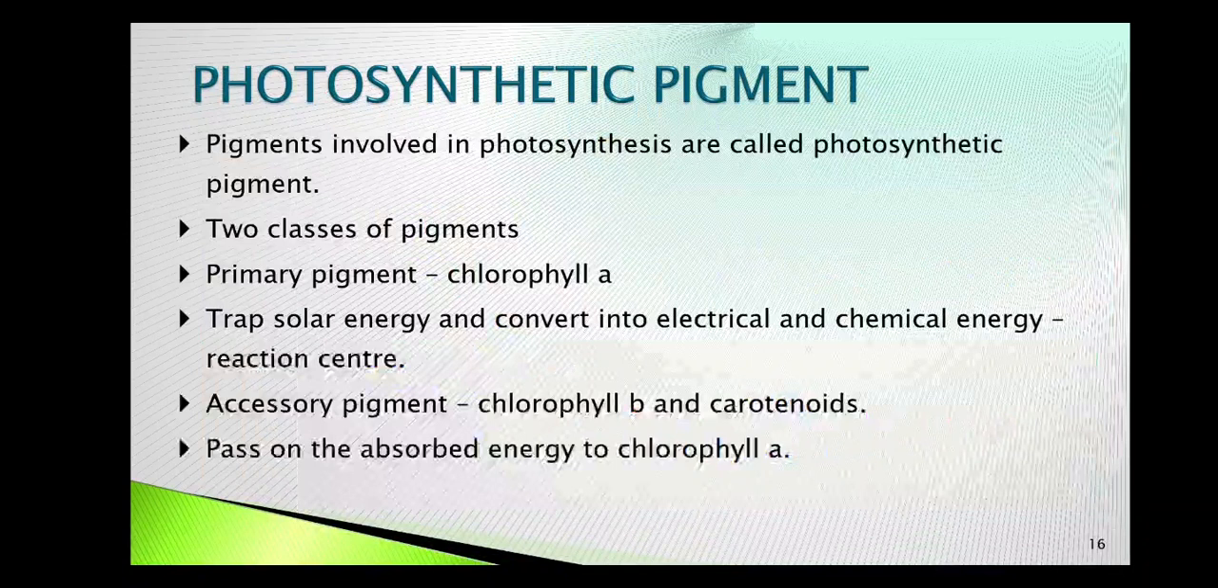Whereas other pigments such as chlorophyll B and carotenoids are called accessory pigments, and these pigments absorb energy from the light and transfer it to the chlorophyll. So these accessory pigments are called the harvesting center. This reaction center and harvesting center together are called a photosystem.